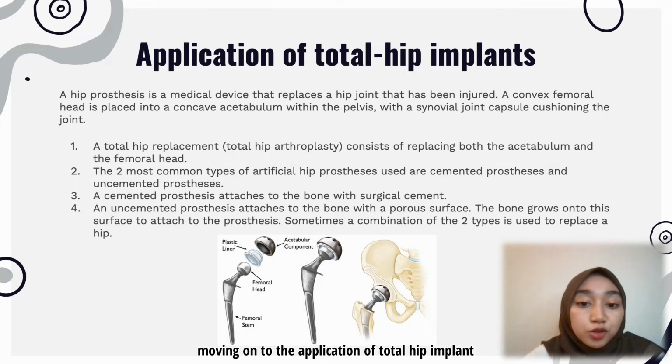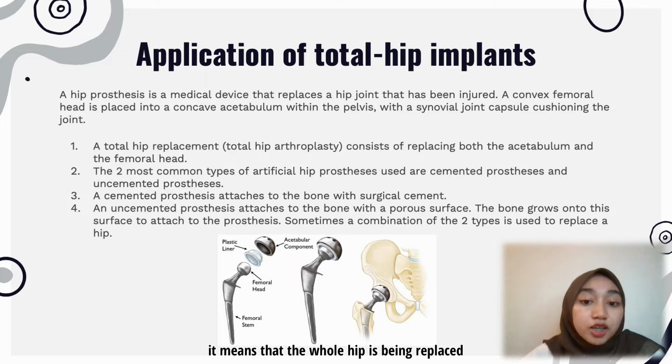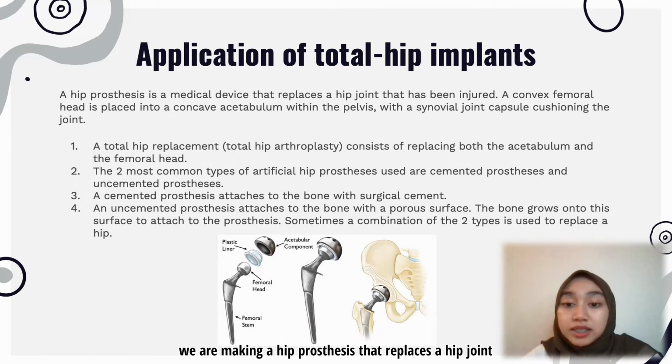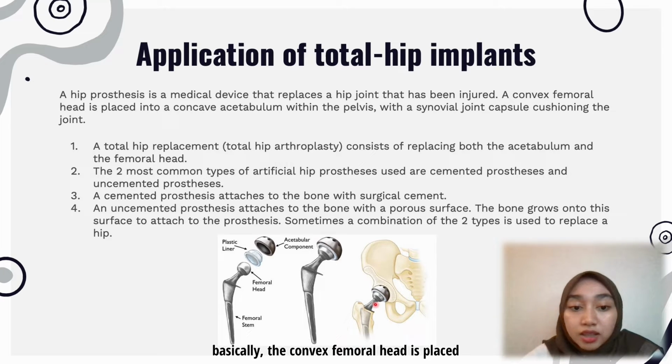The application of the total hip implant. When we are talking about total, it means that the whole hip is being replaced. So we are making a hip prosthesis that replaces a hip joint for a patient that suffers from injuries or osteoarthritis. Basically, the convex femoral head is placed within the concave of the acetabulum of the pelvis.